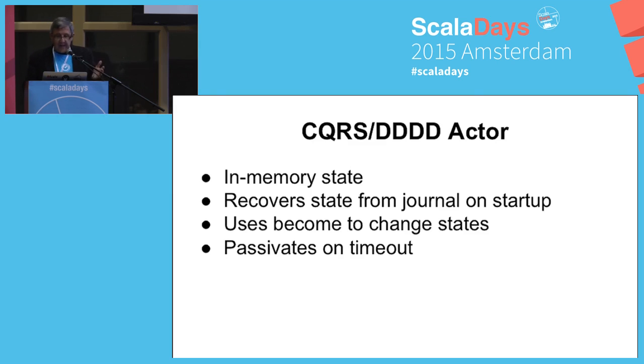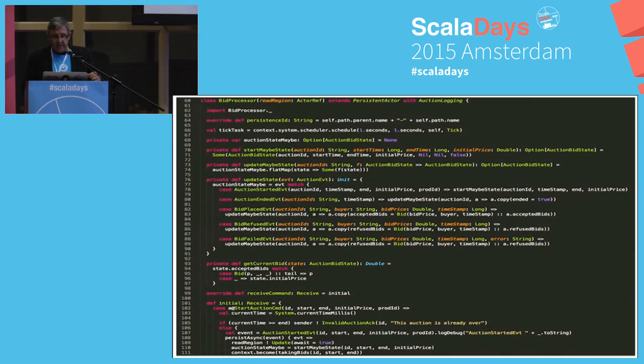So the CQRS DDD actor, like I said, uses in-memory state. It recovers that state from a journal as the actor is started. So for a particular auction, that particular auction has this event journal sitting in Cassandra that it rereads on startup. It uses the become mechanism to change its behavior, to change states. So it's in effect a very simple finite state machine. And it passivates on timeout. Passivate essentially means I'm now subject to garbage collection, I could go away. Now the code for that is a little bit longer, but not much.